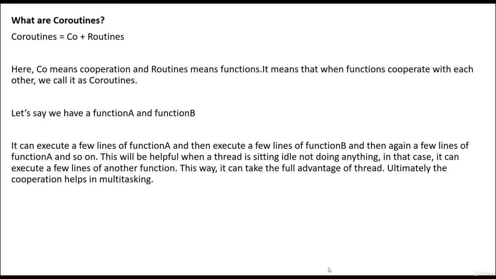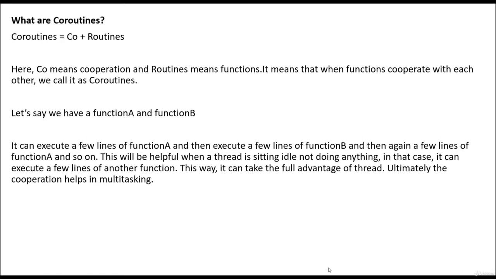Let's say we have a function A and a function B. You can see that it can execute a few lines of code in function A, then a few lines of code in function B, and then again a few lines of code from function A, and so on. So one thing here is that it is suspending function A, going to function B, and then coming back to function A and resuming its task. This is what coroutines help us do: suspend a function and resume it again.